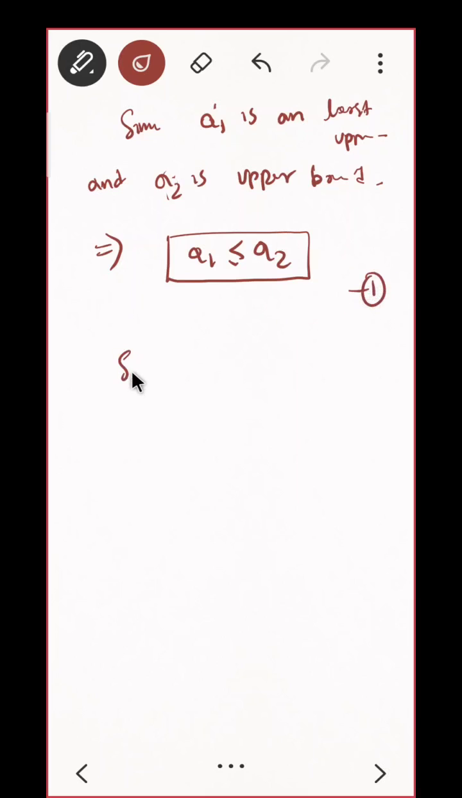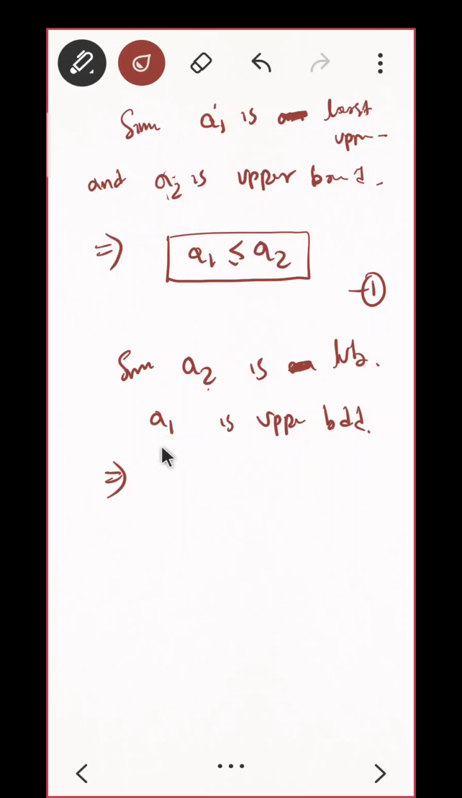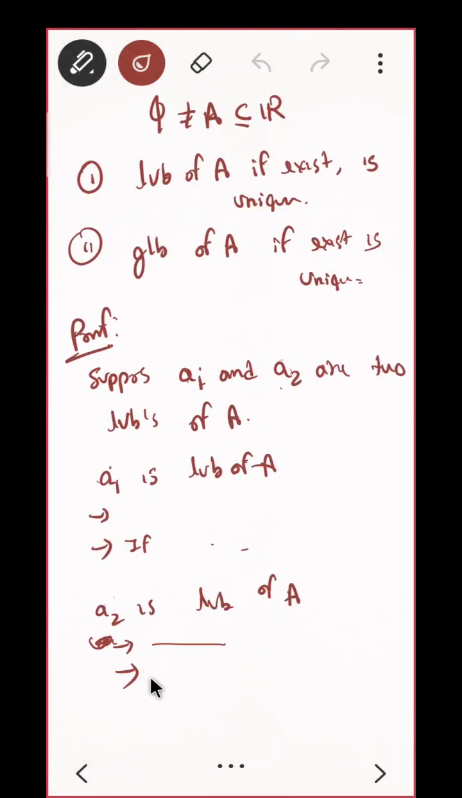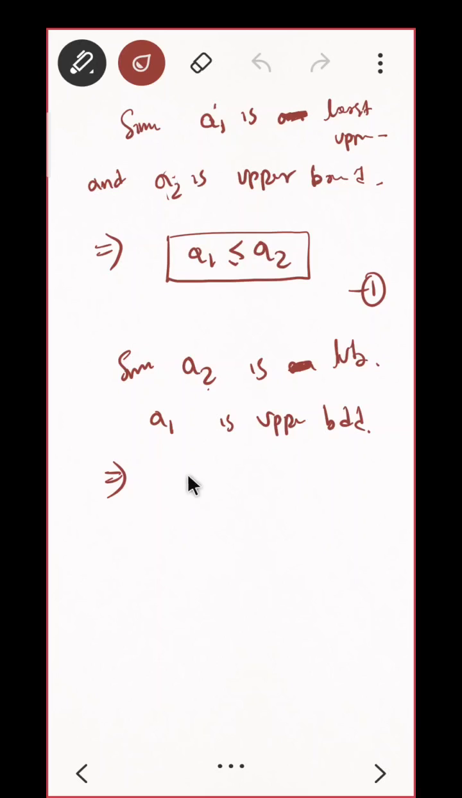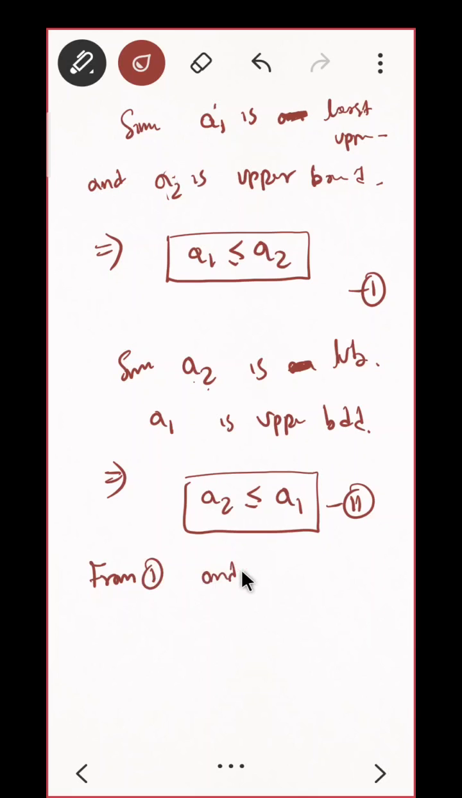Correct. So similarly, since A2 is my LUB, I should not put an here because until now we are not sure whether an exists. I just put A2 is LUB, and now I will use A1 is an upper bound. Do you understand what I am going to write now? In the definition of A2, what is the second condition? If there is any upper bound, then what is the relation? A2 is my least upper bound, so A2 is less than or equal to A1. Do you see something from 1 and 2? Done. Do you see the proof?